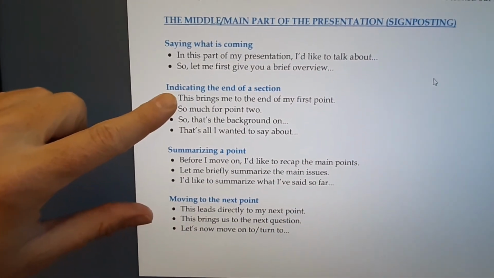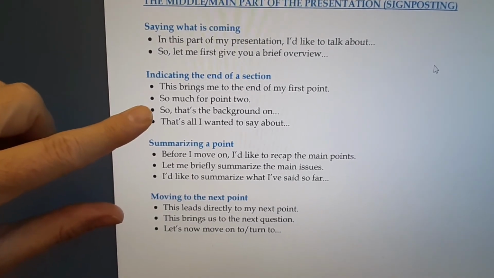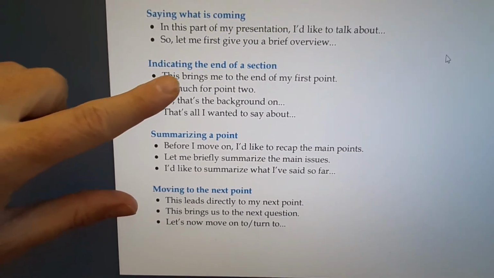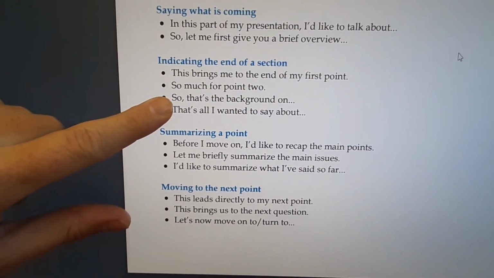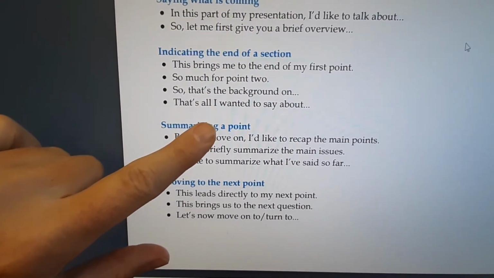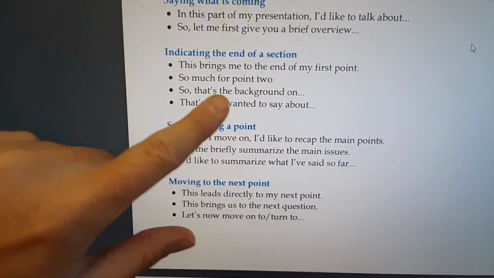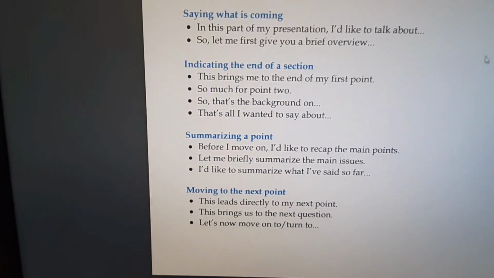When you come to the end of a section: this brings me to the end of my first point. So much for point 2. I would avoid that one. But here, so that's the background, or the history of something. I wouldn't say this one: that's all I wanted to say about. Because most of the time you want to talk endlessly.